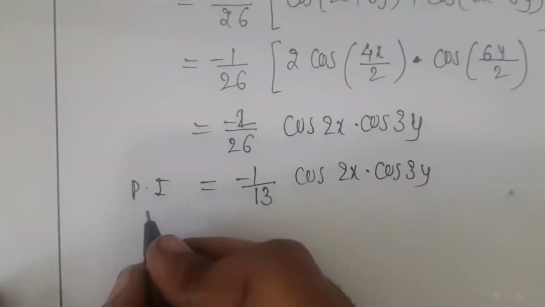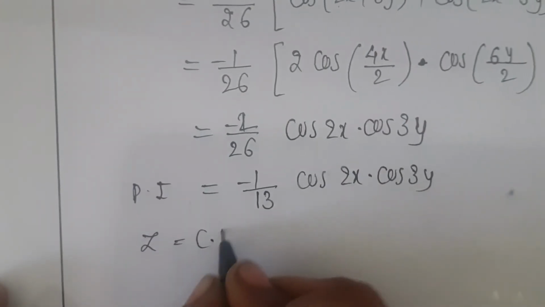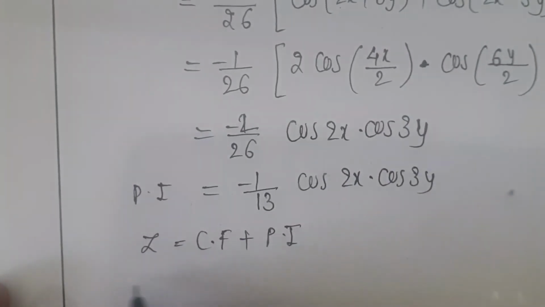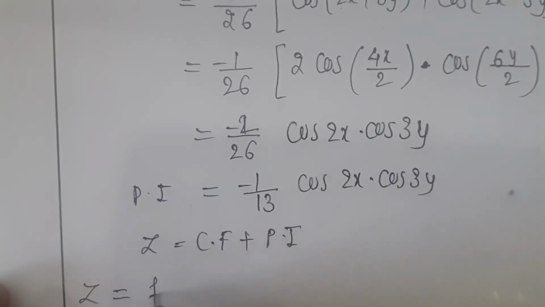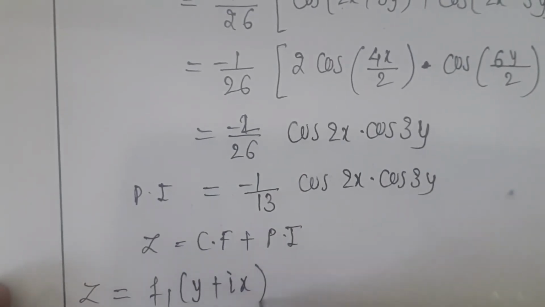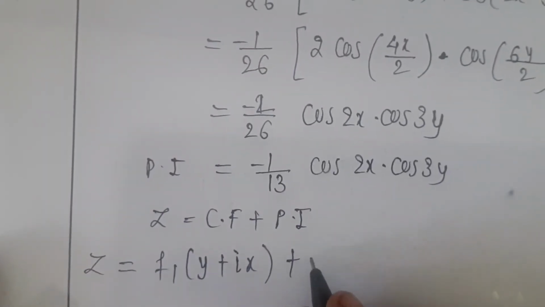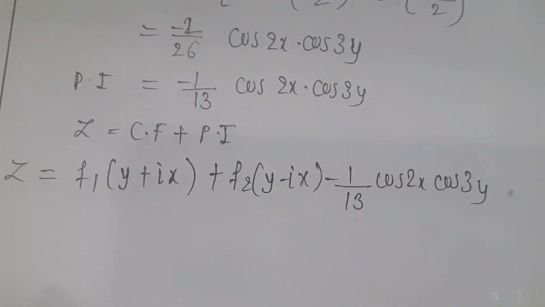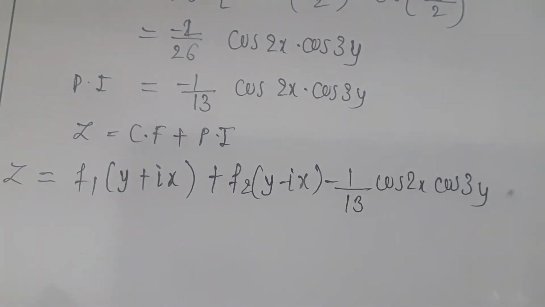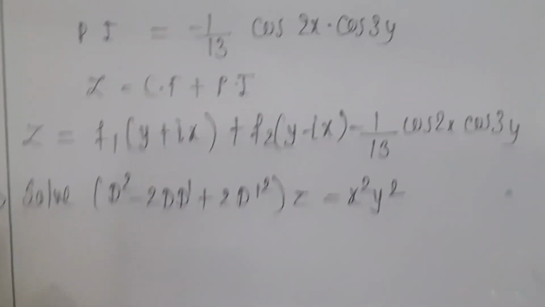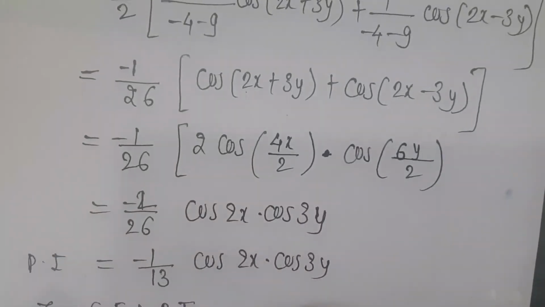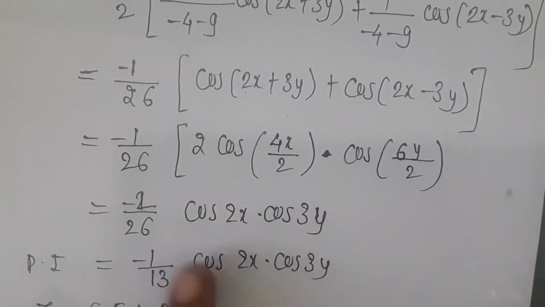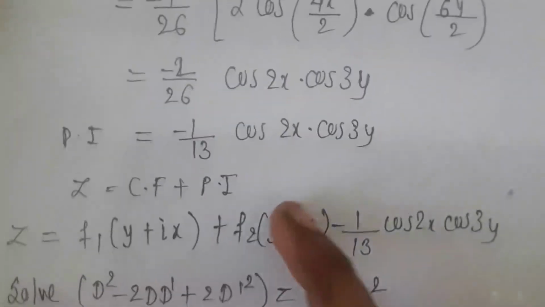Now finally write CF plus PI. So Z is equal to CF plus PI. So Z is equal to the CF value we get, f1 of y plus ix plus f2 of y minus ix, plus minus 1 by 13 times cos 2x multiplied by cos 3y. So this is all about the second case. In this way you can solve questions if it is multiplied by cos into cos, or sine into cos, or cos into sine, or sine into sine. That type of question you can solve by using this method.